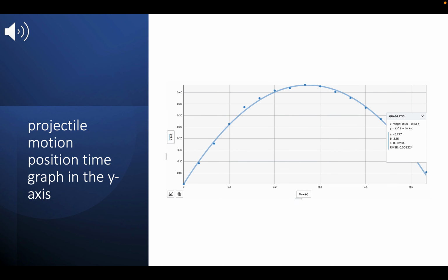Here we have the position time graph for the y-axis. Clearly we can see that there is a parabolic fit, so we know that there is also a changing velocity, meaning we have acceleration.